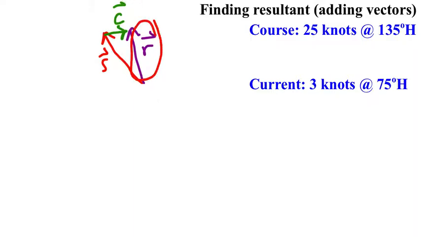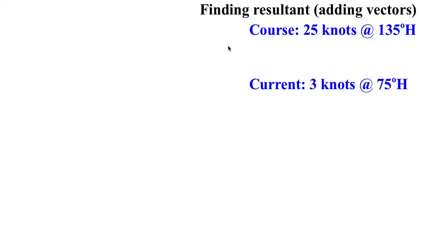So here's the process. First we find the components of each vector. To do that, before we get too carried away, we're going to take our heading and convert it into direction. Remember, degrees heading plus degrees direction equals 450 degrees. So this 135 heading is really 450 minus 135, or 315.